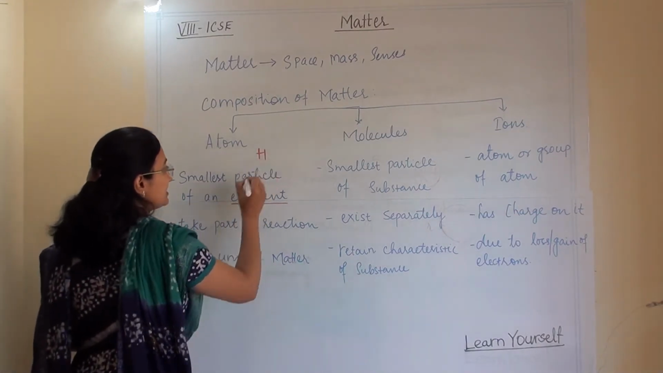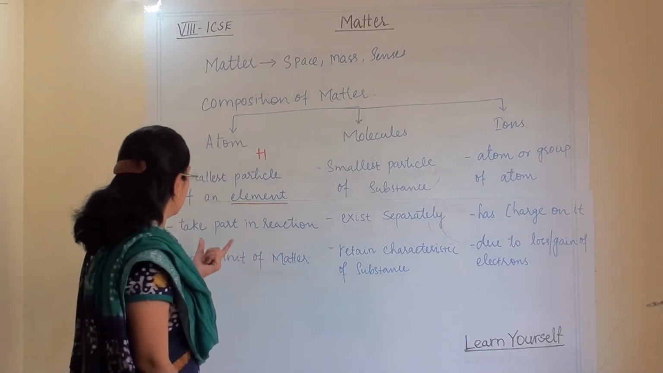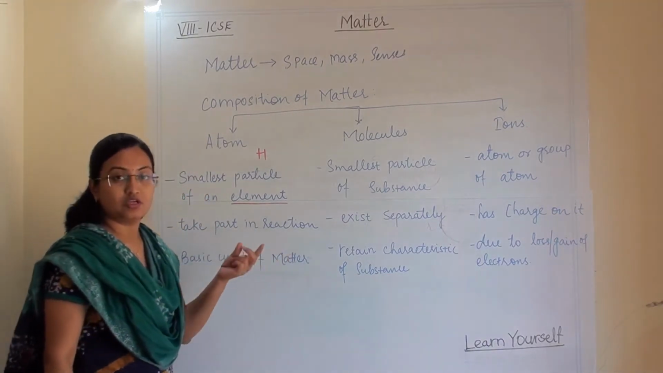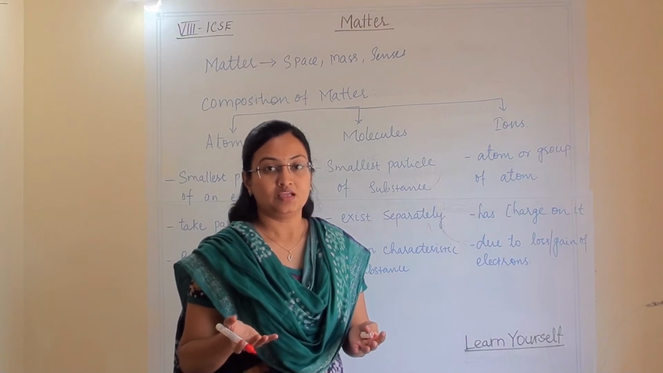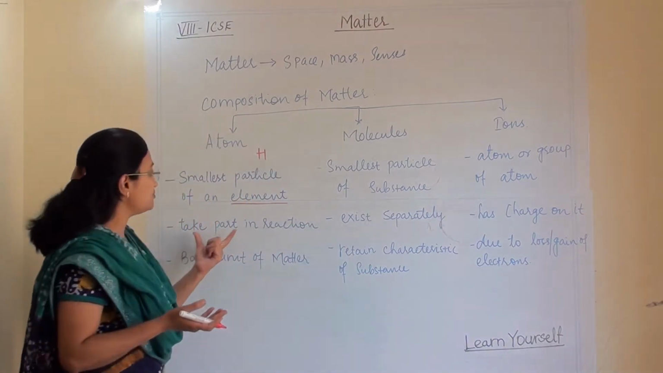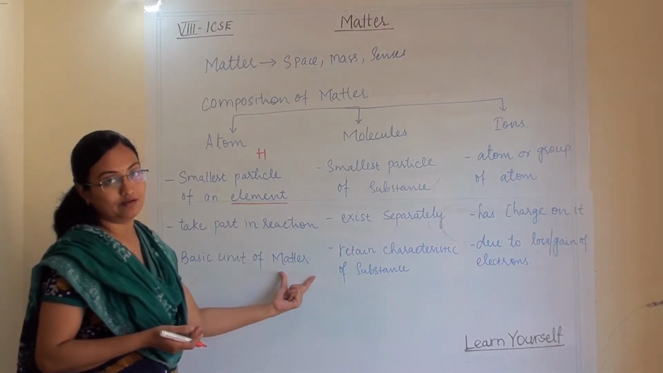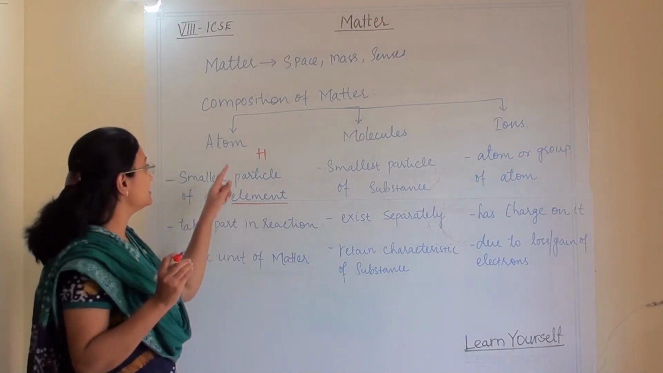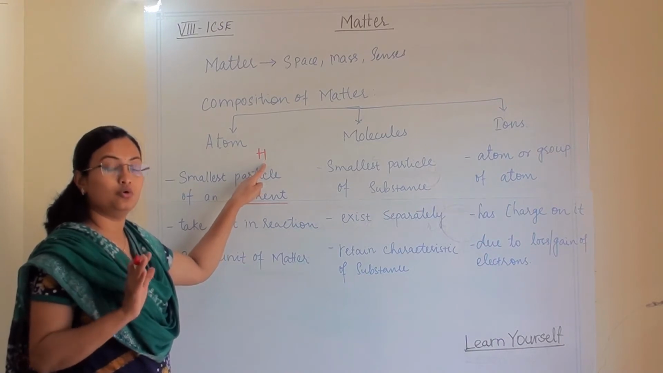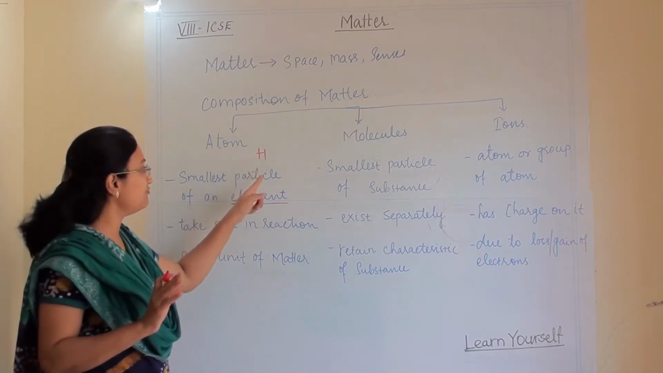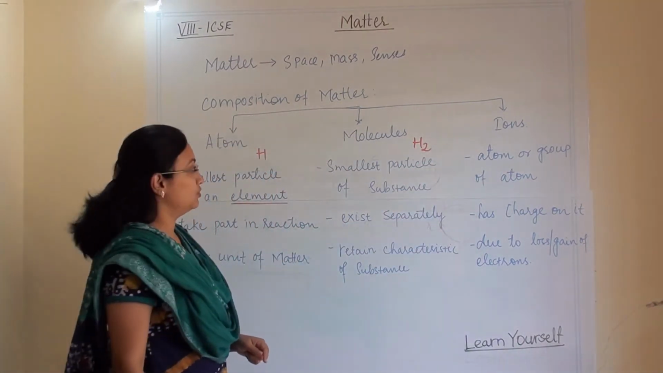Let's take H. Hydrogen alone is an atom. When it takes part in a reaction, in the reaction it is always atoms which are taking part. So atoms will take part in reactions. It is a basic unit of matter. The smallest unit of matter is the atom. And you can say hydrogen, not H2, alone H, is an atom. If you write H2, then it becomes a molecule.